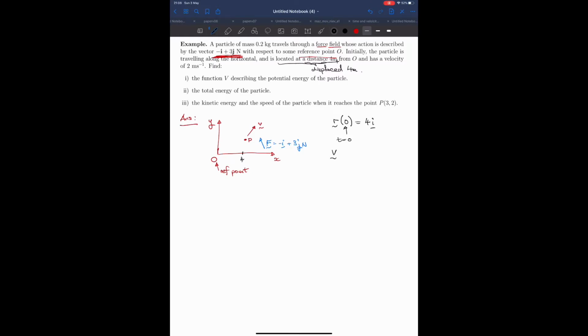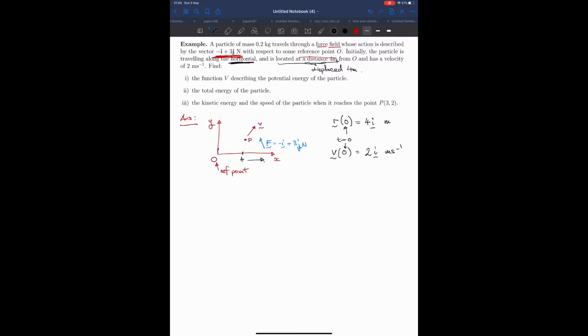And then, of course, it says that we have a velocity initially of 2 meters per second. So of course it's moving along the horizontal in this direction. And so its velocity along the horizontal axis is 2i, meters per second. So it doesn't have a vertical component of velocity. The key word here is along the horizontal.